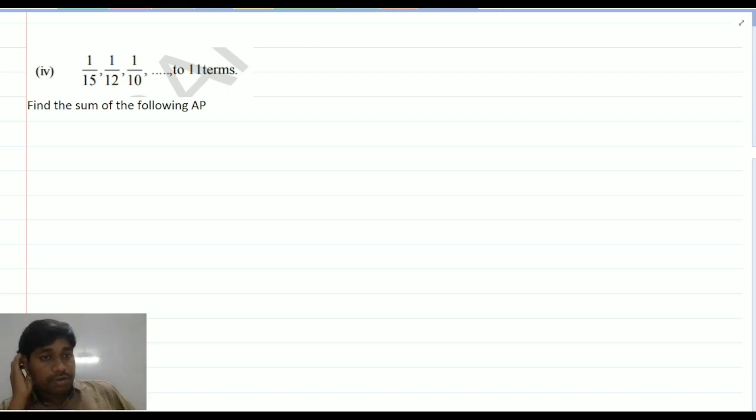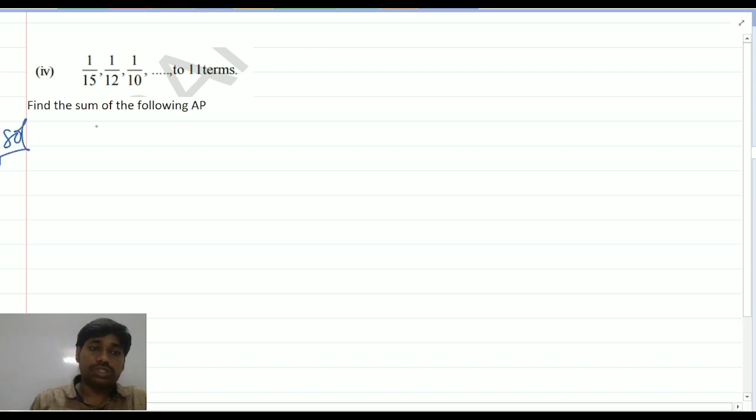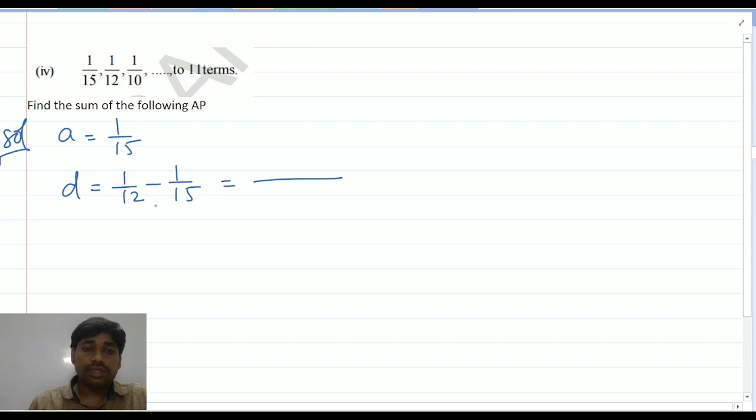Next, find the sum of the following terms. Again the same method. The fourth question: we get the first term a equals 1 by 15, and d equals 1 by 12 minus 1 by 15. So the LCM for these two we will get is 60. It is 5 times 12 is 60, 15 fours are 60. So 1 by 60 is the common difference.